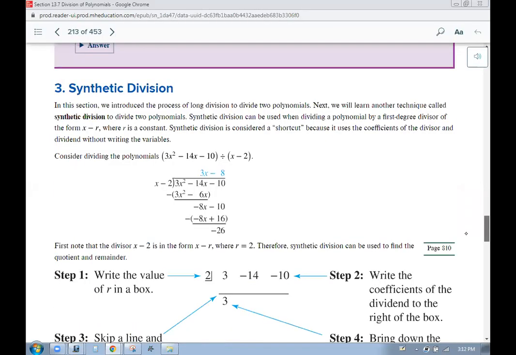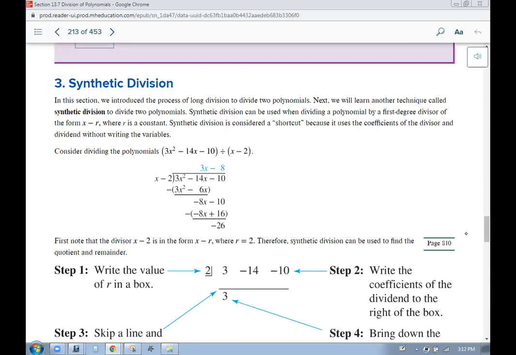Synthetic division. I don't know if I ever learned this. Let's see. All right, this only works. It can only be used when dividing a polynomial by a first degree divisor of the form x minus r, where r is a constant. It's called a shortcut because it uses the coefficients of the divisor and dividend without writing the variables.